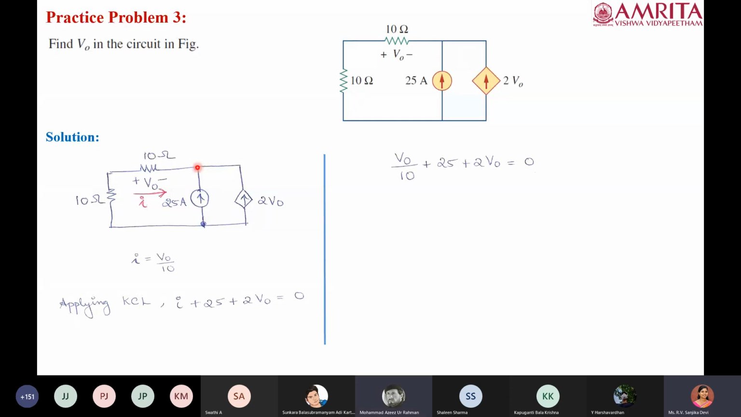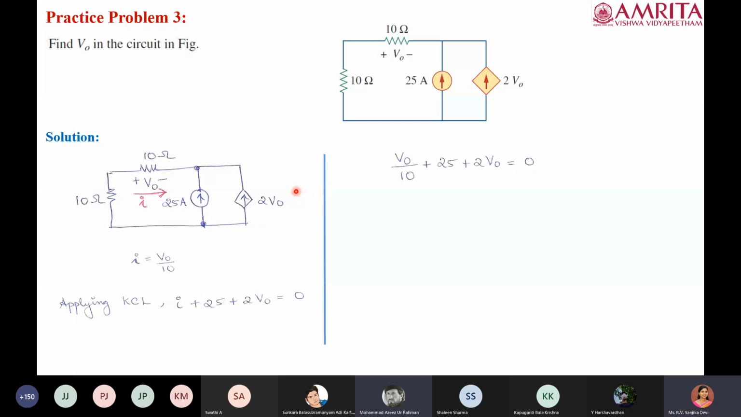Ma'am, if we have assumed the current direction to be the opposite one, then we get negative values. The final answer also, we got something like V naught is equal to minus 12 volts. That shows us that the reverse polarity has to be taken. Correct.